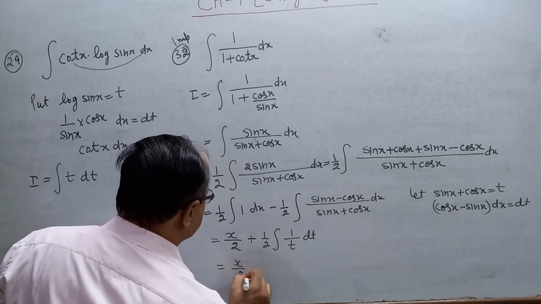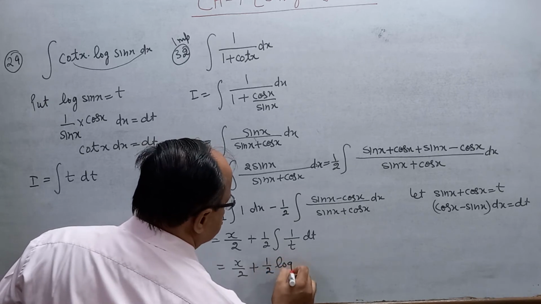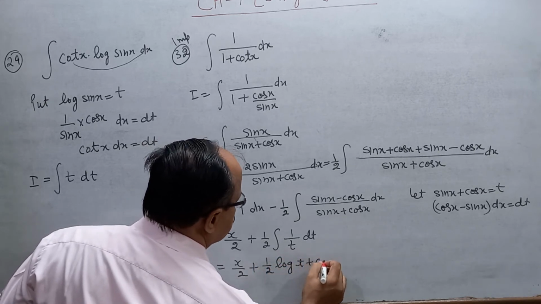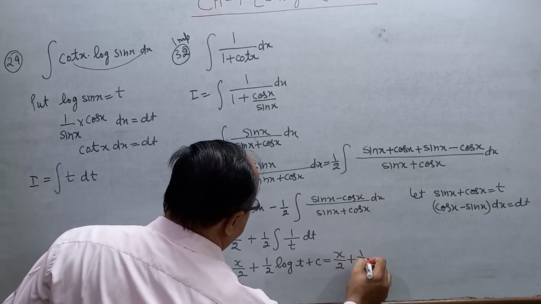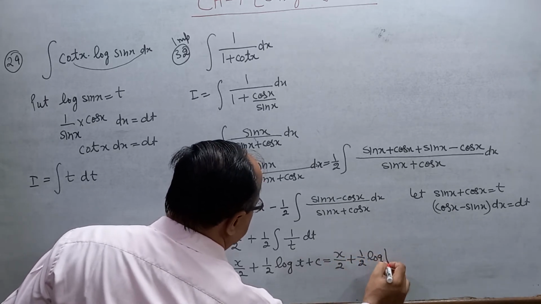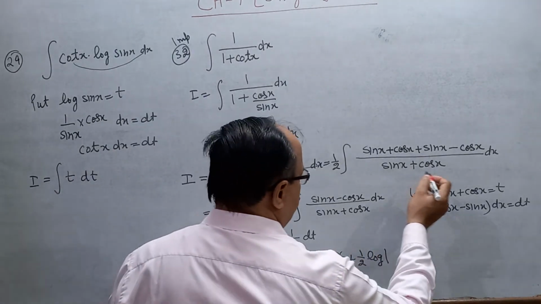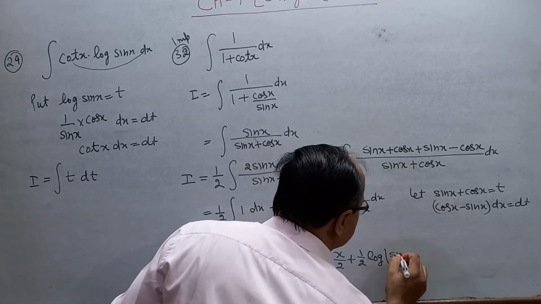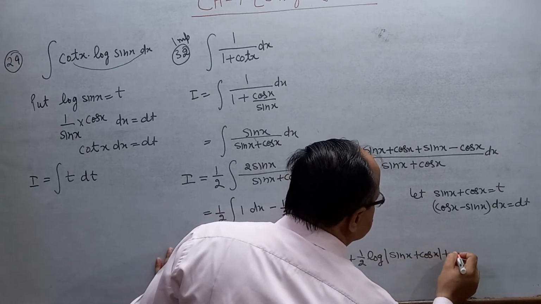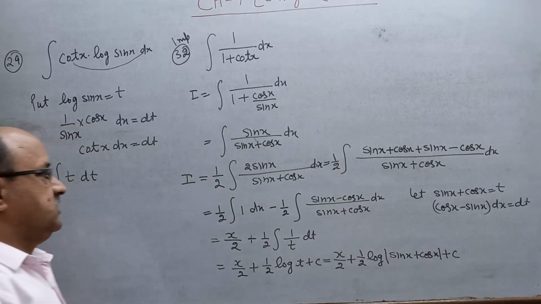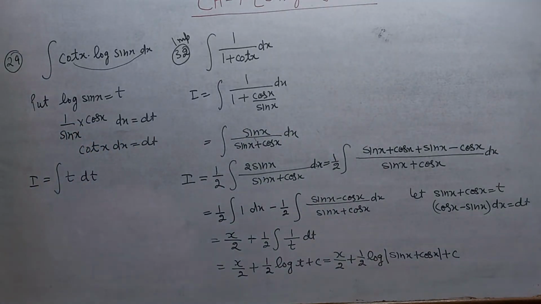That is x by 2 plus 1 by 2 log t plus c, which is x by 2 plus 1 by 2 log, and put the value of t, which you know is sin x plus cos x. This is the solution of this question. Please check again.